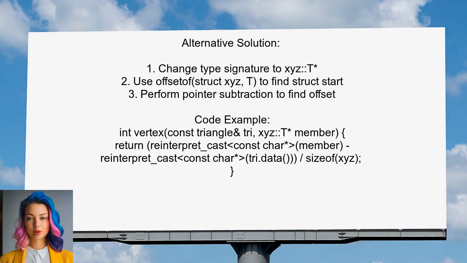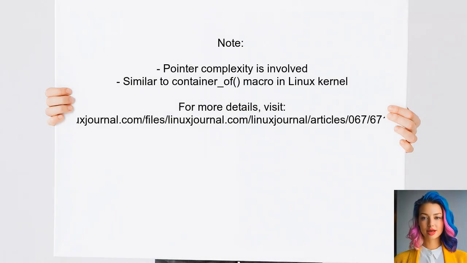An alternative approach suggested by a user involves changing the type signature to XYZ_t, where t is a template argument. This allows you to reference either XYZ::X or XYZ::Y as needed. By using the offsetof function, you can confidently compute the location of the struct's start, making your code more resilient to future changes. This method does involve some pointer complexity, but it's a common practice similar to the container_of macro used in the Linux kernel.